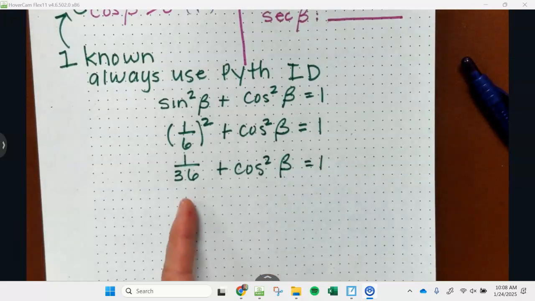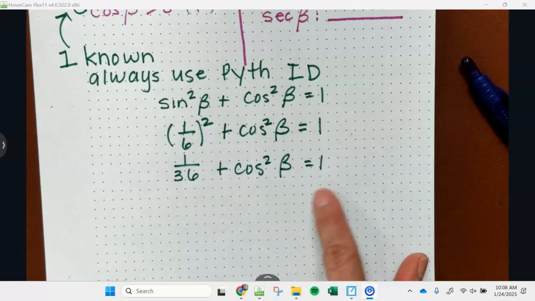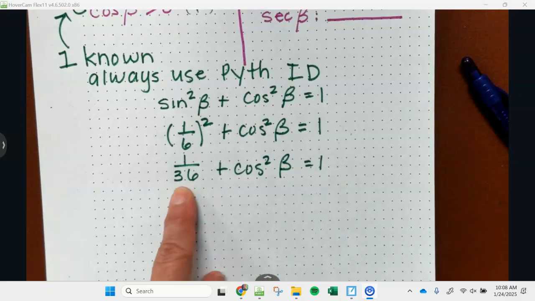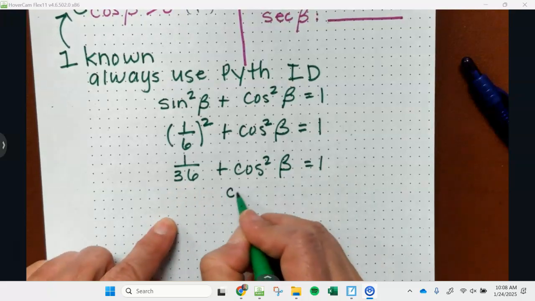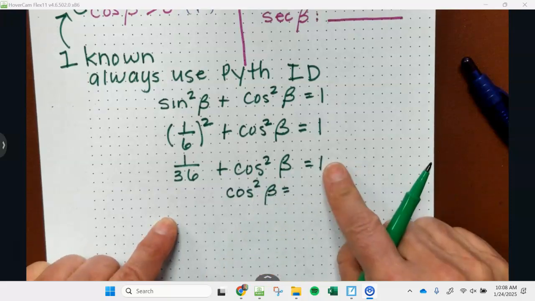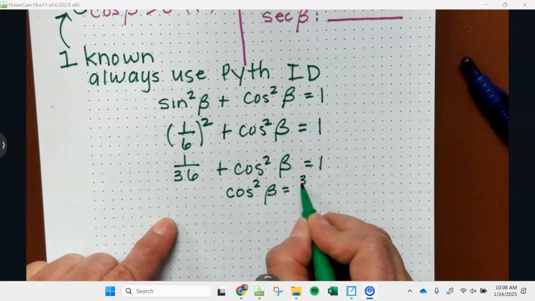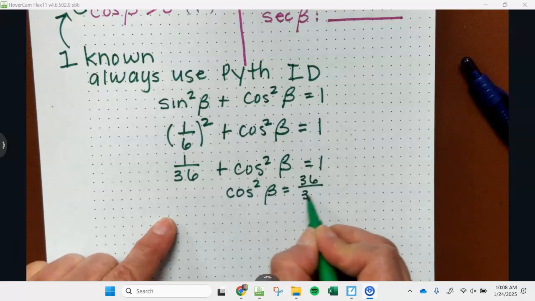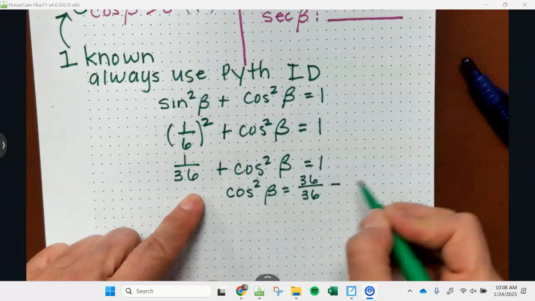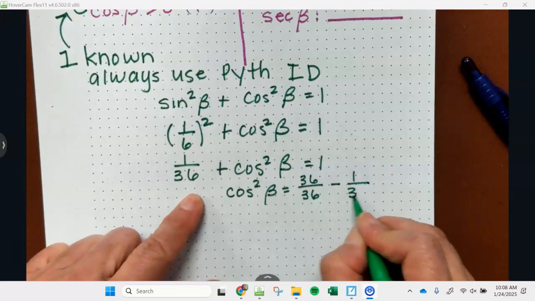Y'all, when I move this 1/36 to here, I'm going to have to combine it with that whole number. So I'm just going to rewrite the whole number as a common denominator. So cosine squared beta, here's my whole number 1. Watch how I write the number 1. And then I'm going to do minus 1/36.